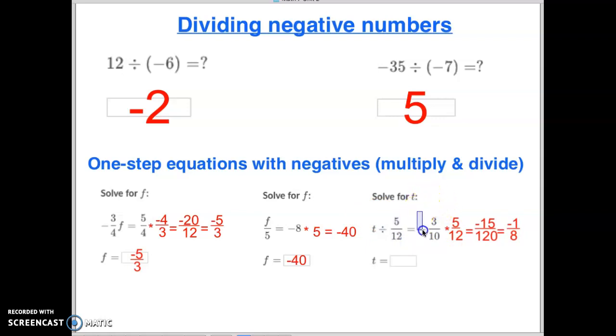On this side, when we multiply by 5/12, again, multiplying fractions is no problem. First, you multiply the tops, then you multiply the bottom. So negative 3 times 5 is negative 15. Very good. And then on the bottom, 10 times 12 is 120. Then we just have to take that fraction and we have to simplify it. Both of these numbers can be divided by 15, so we divide them both by 15, and we get our final answer of negative 1/8.